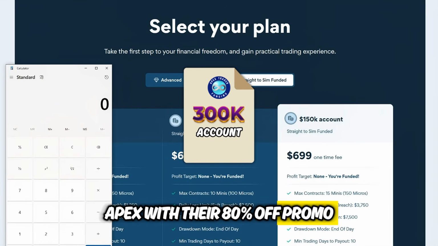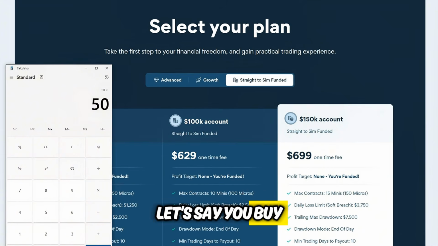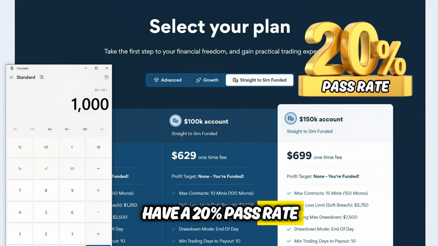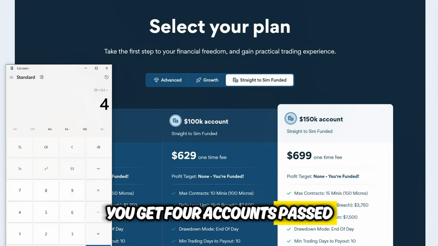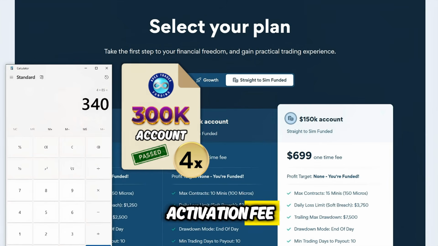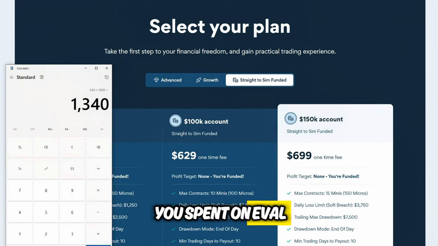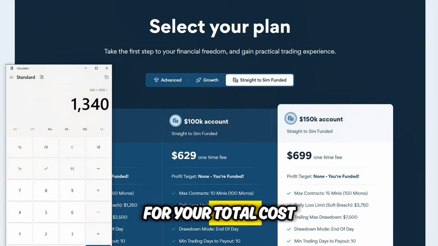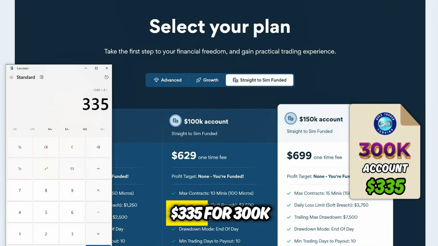Apex, with their 80% off promo, will give you a 300K account for $50. Let's say you buy 20 of those, cost you $1,000, and let's say you have a 20% pass rate trading manually. 20 accounts times 20%, you get 4 accounts passed of the 20. 4 accounts that are passed multiplied by $85 for activation fee cost you $340, plus the original $1,000 you spent on eval is $1,340 for your total cost of acquiring those 4 funded PA. Divided by 4 is $335 for a 300K account at Apex.